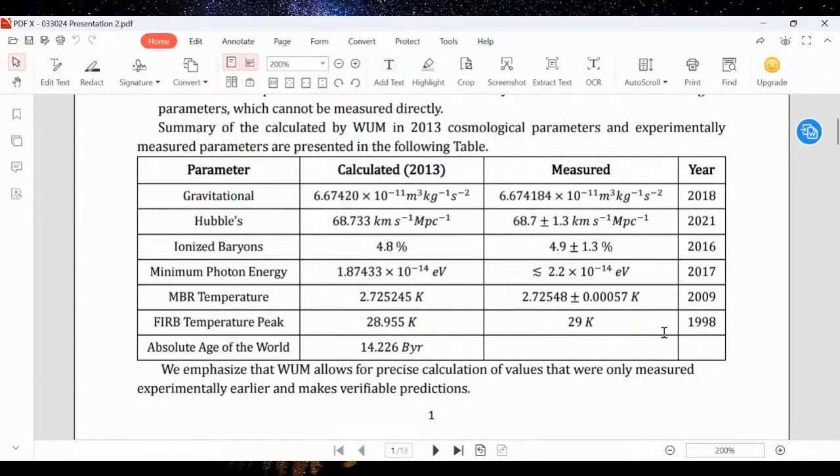A summary of the cosmological parameters calculated by WUM in 2013 and the experimentally measured parameters are presented in the following table. We emphasize that WUM allows precise calculation of values that were only measured experimentally earlier, like ambient temperature and far infrared background temperature peak, and makes verifiable predictions for other cosmological parameters like gravitational, Hubble's, ionized baryons, and minimum photons energy. You can compare these two columns, calculated and measured values, and the years when it happened.